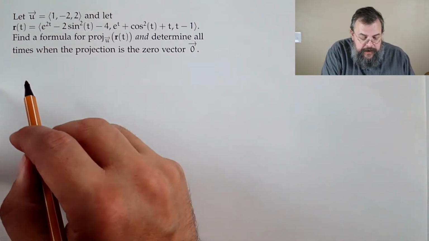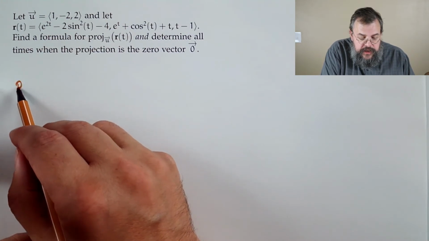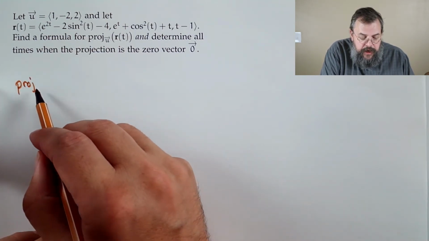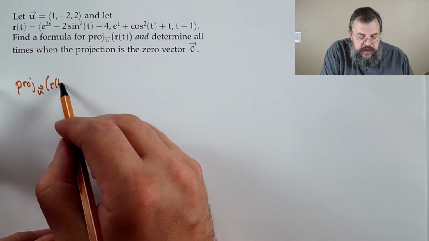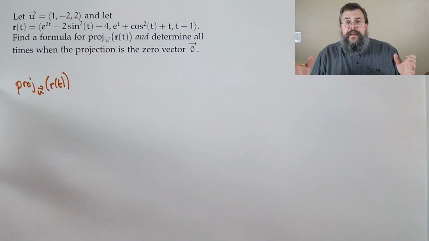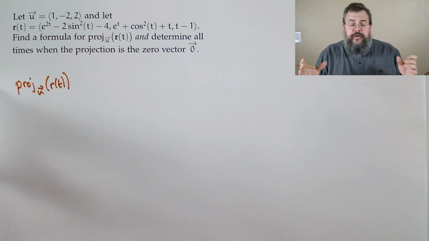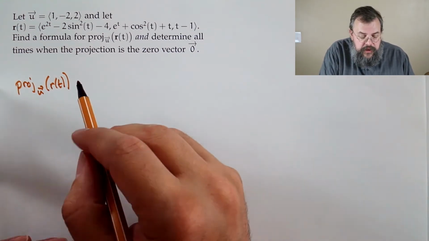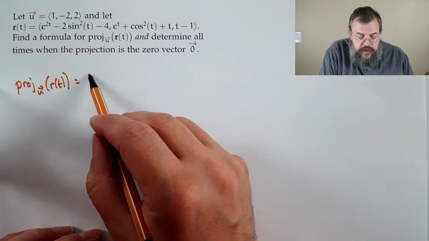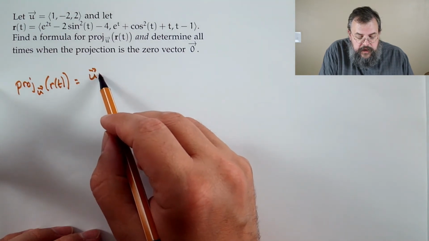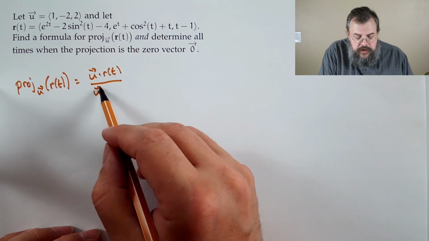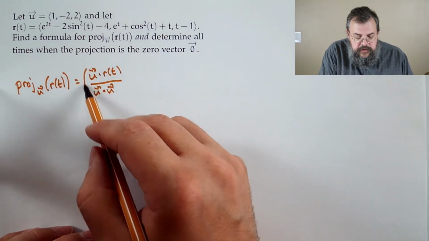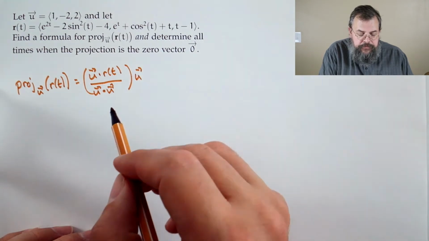So what do we have? Let's just do the projection. In some sense, this is really not a bad problem. The only thing that might make it a little uncomfortable is that we have these t's floating around, but that shouldn't make us feel uncomfortable. It's the same principles. The extra t's should not make us change the way we approach anything. So what should we do? We should take u dot this thing we're calling r of t, divide by u dot u, and that's going to scale our vector u.